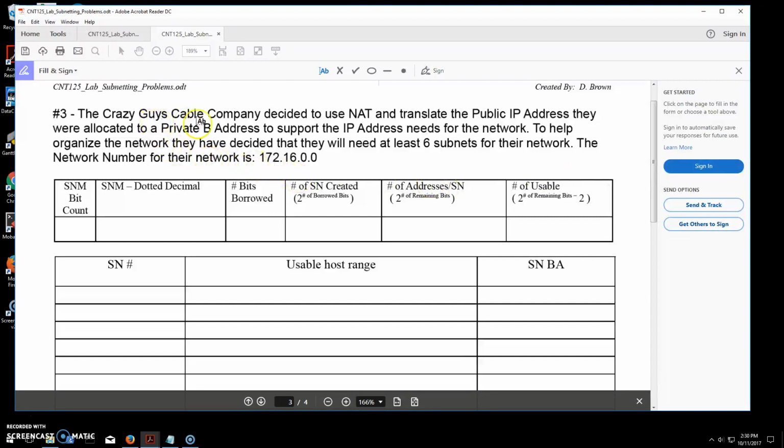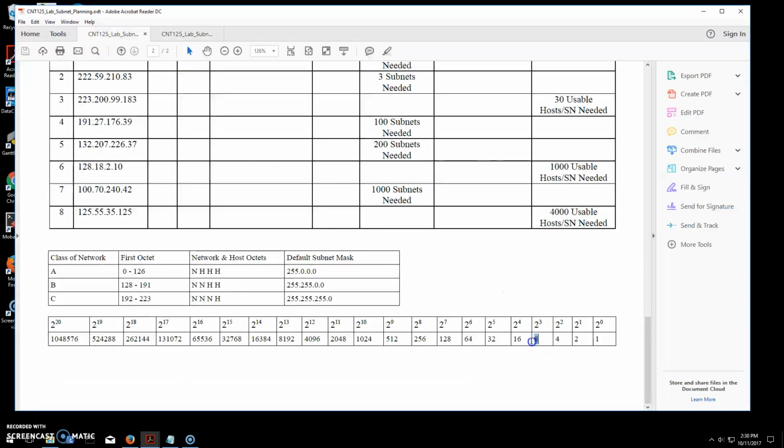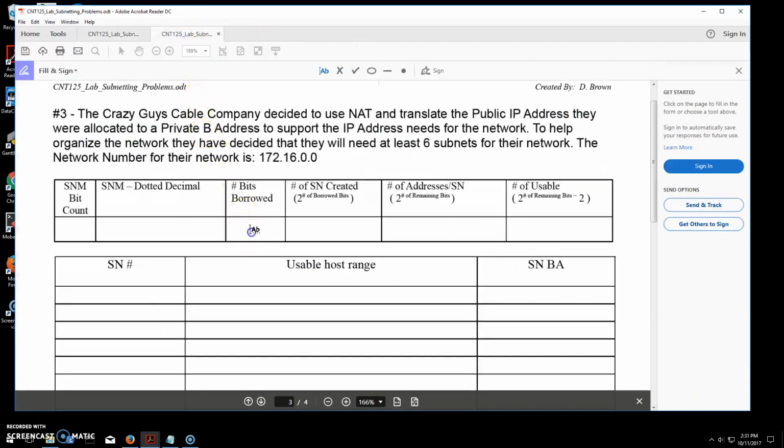So they're telling us in this case, they were allocated a private B address to support the IP address needs for the network. To help organize the network, they decided they will need at least six subnets. So right off the bat, we're thinking 6 subnets. 3 bits borrowed would accommodate 8 subnets, 2 extra. So we're probably thinking right off the bat 3 bits borrowed in this case. I'll put that in here, thinking that's what we're probably going to do. 2 to the 3 is going to give us 8 subnets, just to get things started.